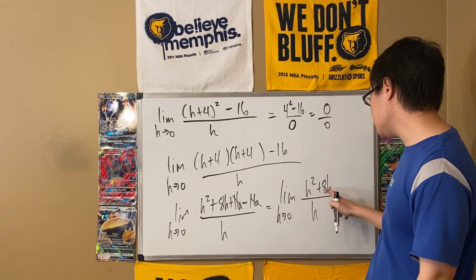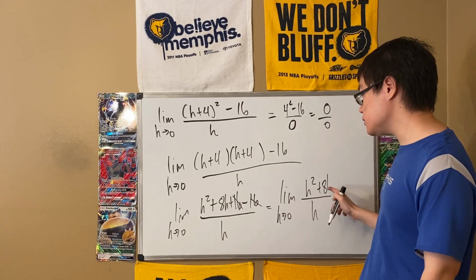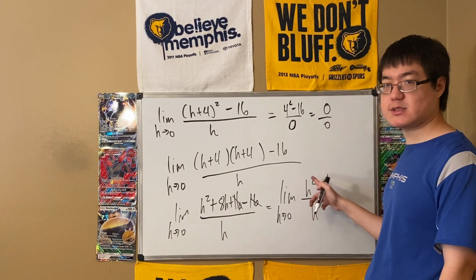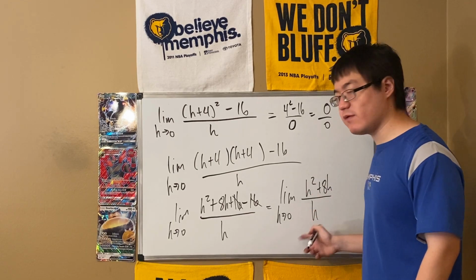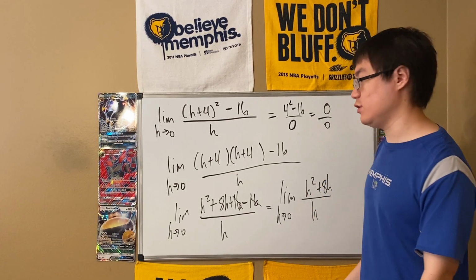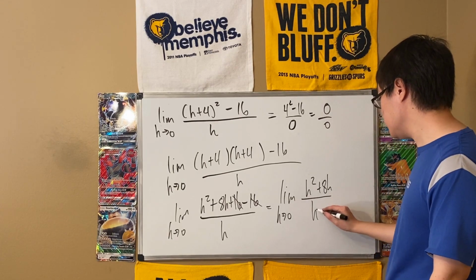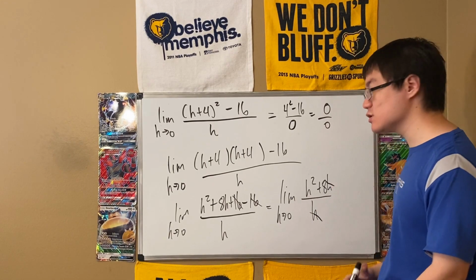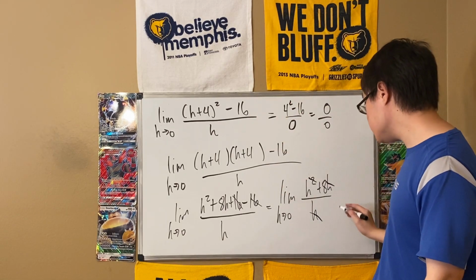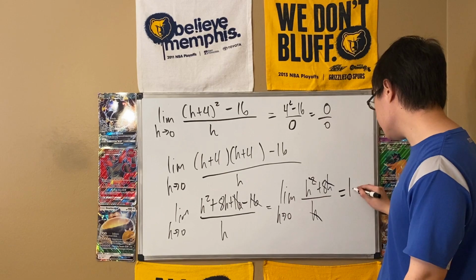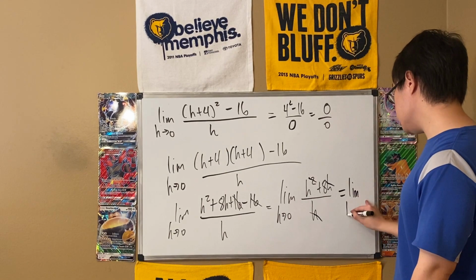For example, if this term was h squared plus 8 over h, we would not be able to cancel out these h's because this one wouldn't have an h. But because this one does have an h, in this scenario, we can cancel things out. So hopefully that wasn't too confusing. I can divide by h, I can divide by h. Obviously, if you have an h squared and you divide by h, you just are left with 1h. So it looks like all we're left with is the limit as h goes to 0.